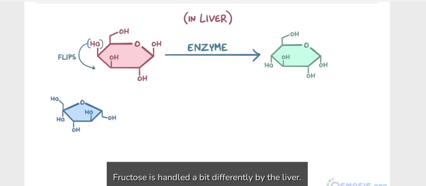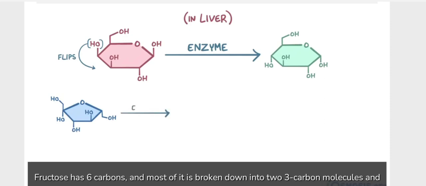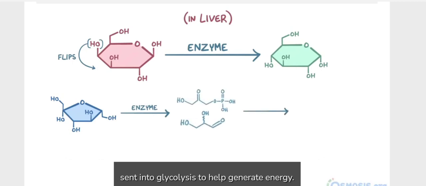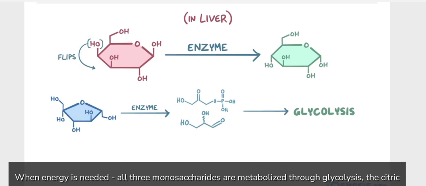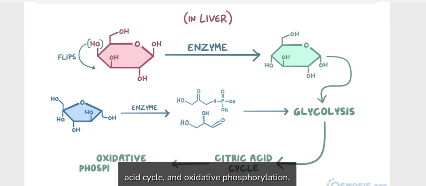Fructose, though, is handled a bit differently by the liver. Fructose has a total of 6 carbons, and most of it's broken down into 2 3-carbon molecules and sent into glycolysis to help generate energy. When energy is needed, all 3 monosaccharides are metabolized through glycolysis, then the citric acid cycle, and oxidative phosphorylation.